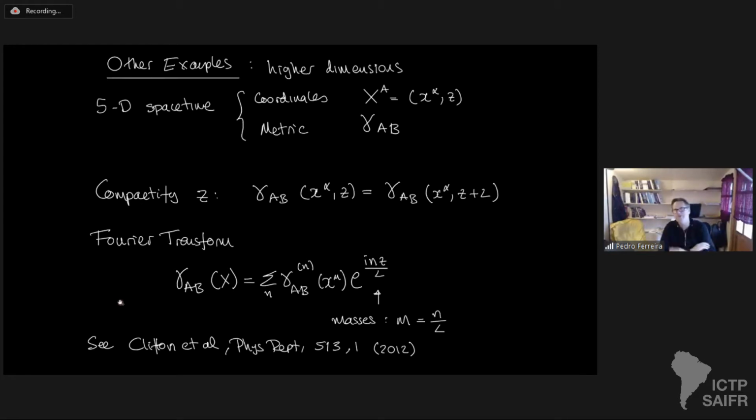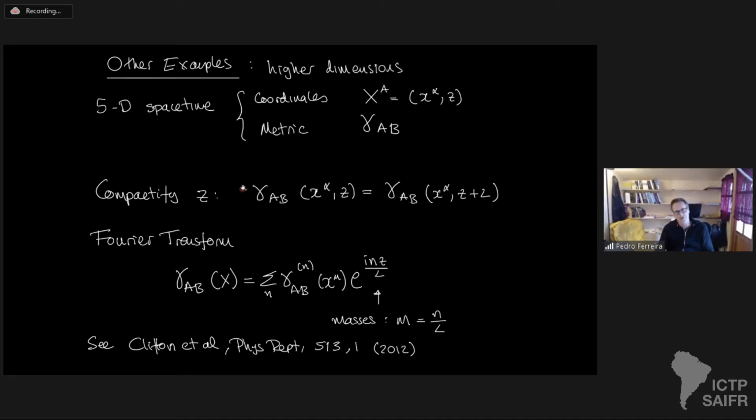So imagine you live in 5 dimensions and your coordinates on this 5-dimensional space are this capital X with an index A, and this A goes from 0 to 4, okay? That means that there are 5 coordinates. And you can always rewrite it as small x^α, where this α goes from 0 to 3, so this is the 4-dimensional spacetime, plus this extra coordinate Z, okay? And the metric on this 5-dimensional spacetime is given by this gamma, all right?